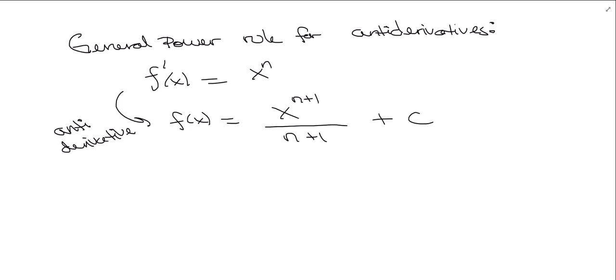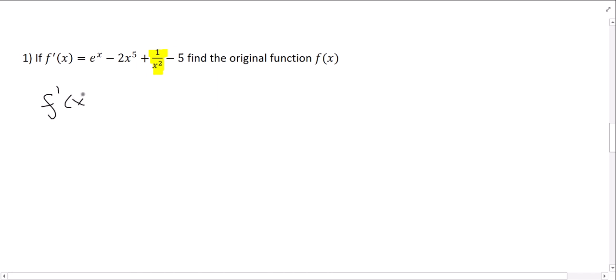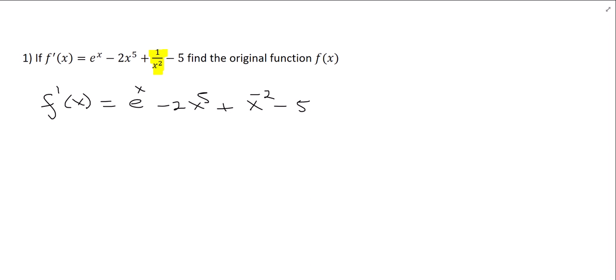So let's try some examples. Let's just start with this example. If f prime is equal to this function, find the original f of x. Just like we did with derivatives, when I knew that I needed to use the general power rule, I had to rewrite my function. The same thing is going to happen here. I need to rewrite 1 over x squared so I can use the general power rule for antiderivatives. So I'm going to rewrite it and say f prime of x is e to the x minus 2x to the 5th plus x to the minus 2 minus 5. And now I can take the antiderivative.